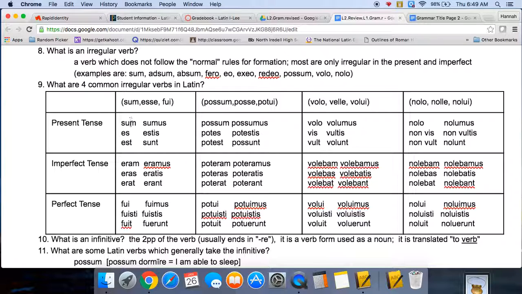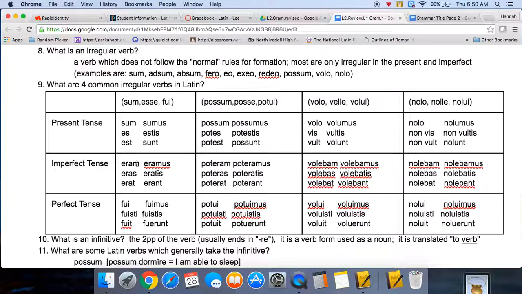So you notice how sum, es, est, sumus, estis, sunt is going to change the root word. Sometimes it's su, sometimes it's e, sometimes it's es. Possum does the same thing. The su, the e, the es in the middle of the word changes just like it did with sum. This is a compound of sum. The pos and the pot in front are prefixes that mean able. So here you have the words that mean am, and here are the words that mean am able. It's the same thing as can.